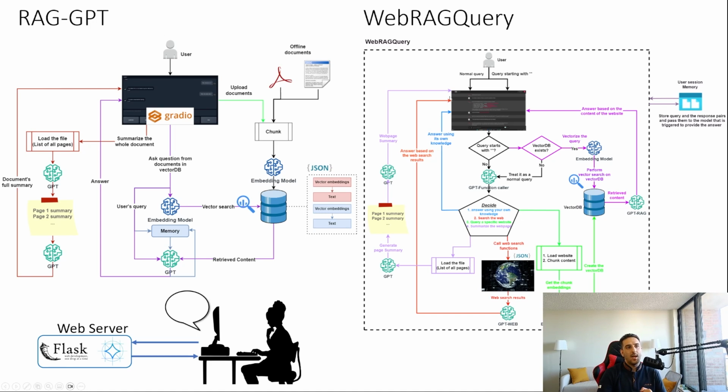Then we also had the purple line, which gave us the ability to summarize a website. So you can provide a website to the chatbot and ask it for a summarization. Just like what we had here in the red line, which was with a document, we can do the same with a website.